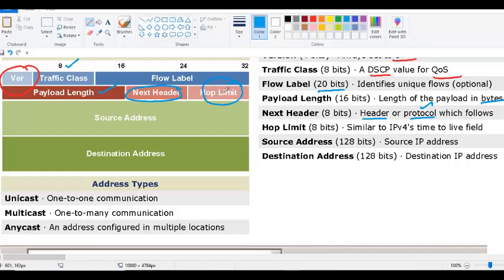Instead of the word TTL, the IPv6 header has got a new name, hop limit. Both are the same actually, 8 bits. And then the source IPv6 address is 128 bits. Destination IPv6 address is also 128 bits. Are you clear with this header?